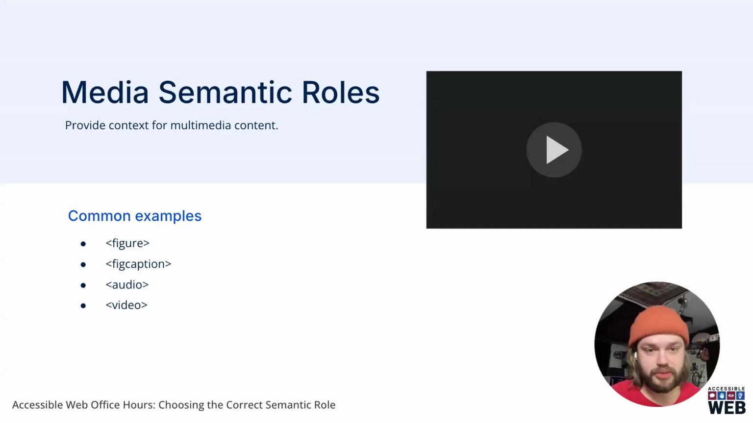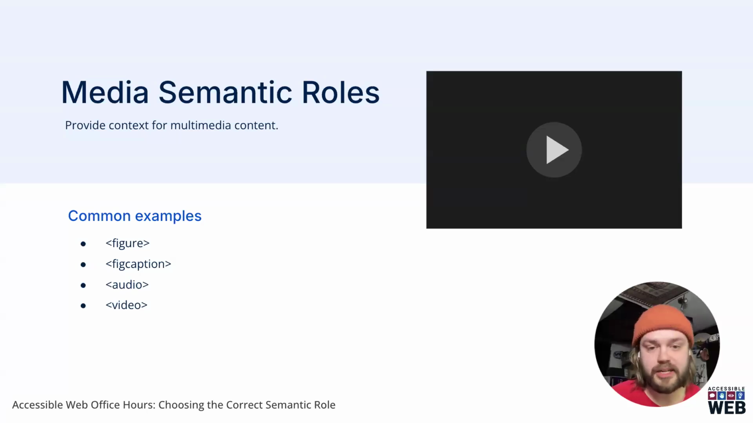Media semantic roles help structure multimedia content like images, audio, and video. Here are a few common examples. The figure role wraps media content like images or diagrams. Figcaption provides a caption for the media describing its purpose. Audio and video embed sound and video content on the page.